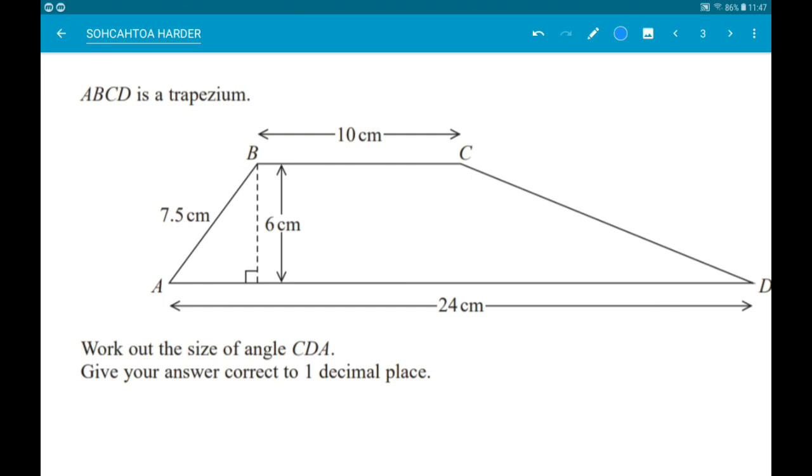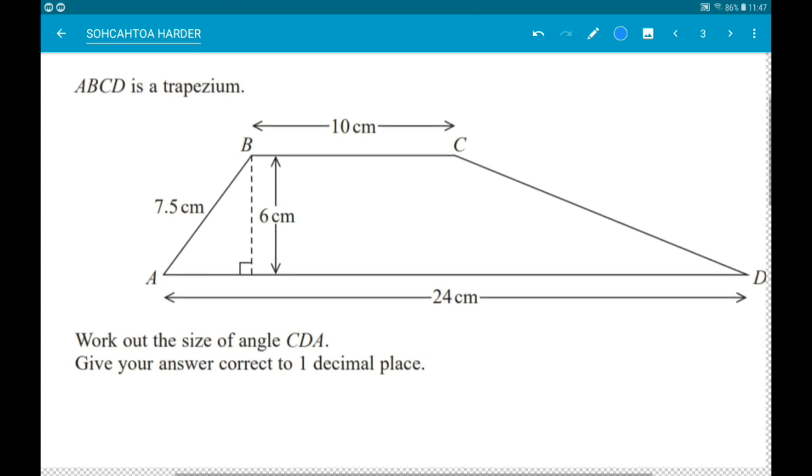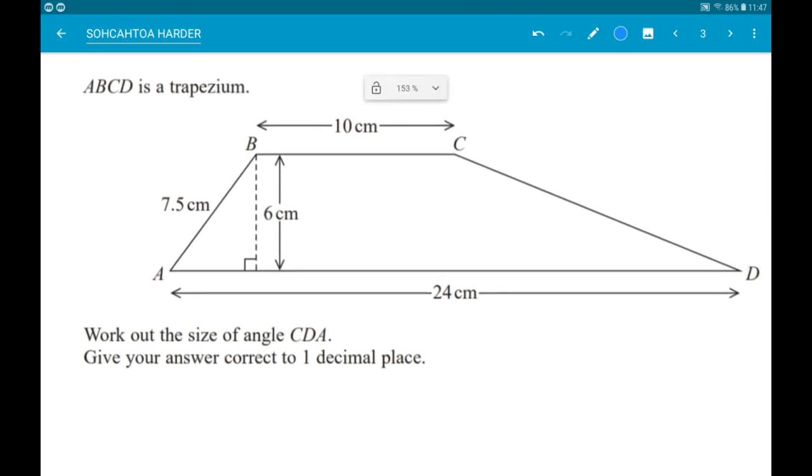Okay then, question 1. So, ABCD is a trapezium. Our job is to work out the size of angle CDA to 1 decimal place. So let's work out where this guy is. That's the angle made by going from C to D to A. So it's this angle over on the right. So I'm going to call him theta.